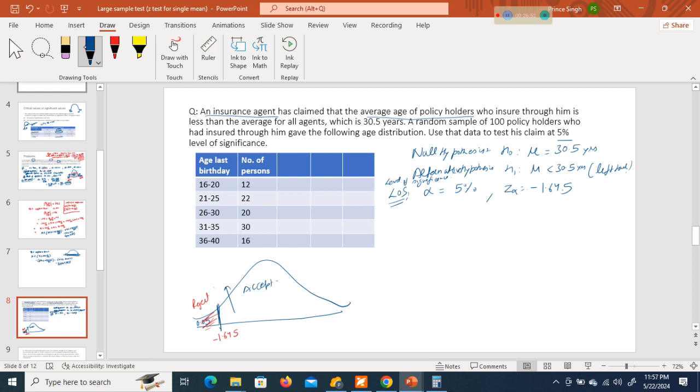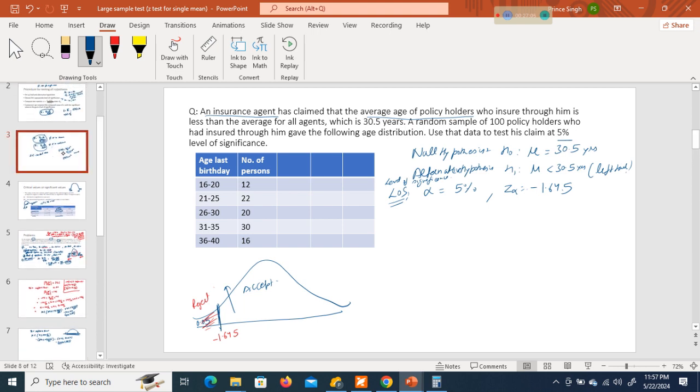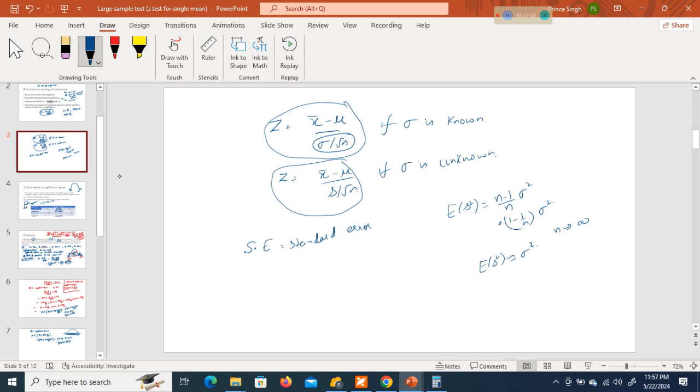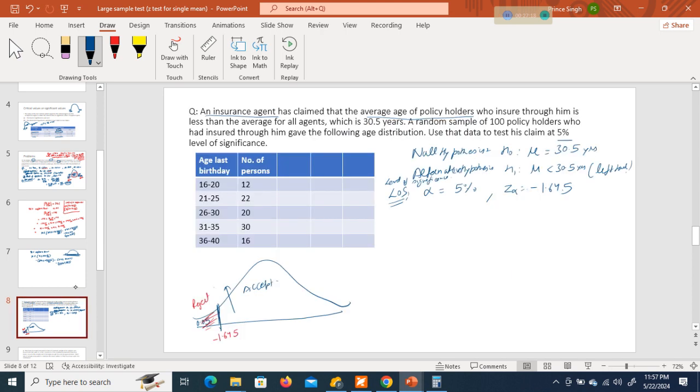Okay, now in this case, apart from the population mean, we are not given the sample mean or population standard deviation. Because population standard deviation is not given, we are going to use the second formula, x bar minus mu over s upon square root of n. But firstly we need to calculate x bar and s. So we are given data here: data of 100 policy holders, their age between 16 to 20, how many persons there are. So basically this is the frequency and this is the interval.